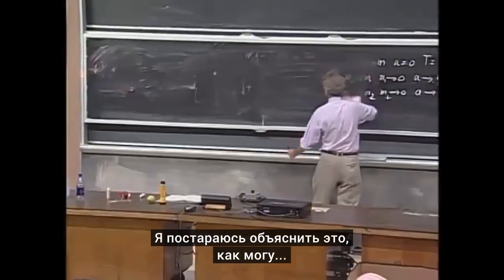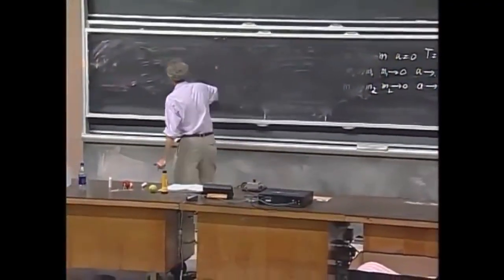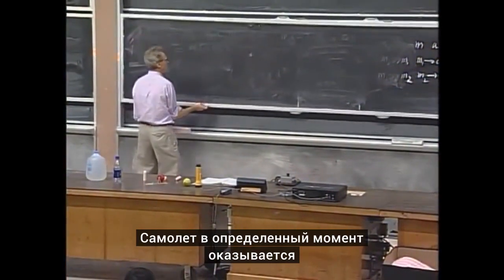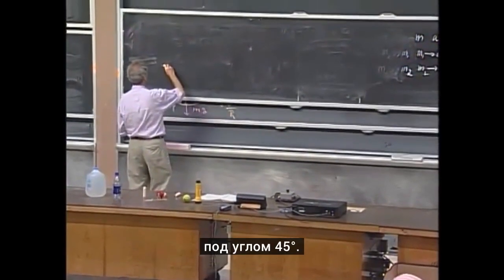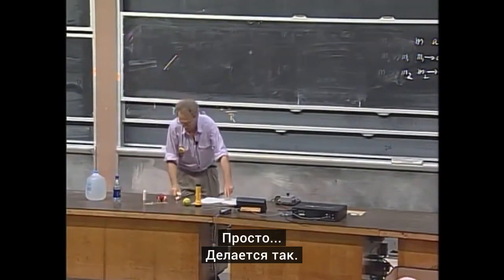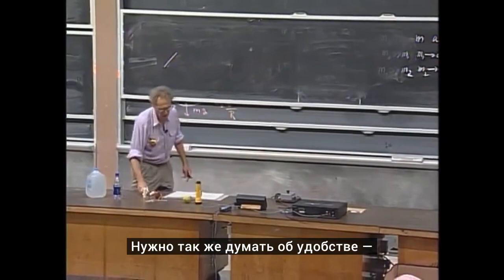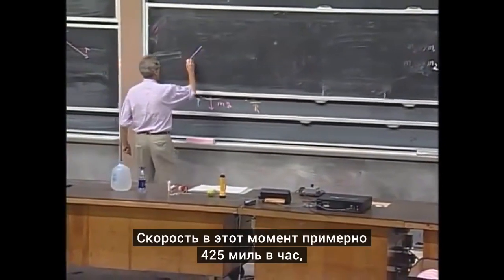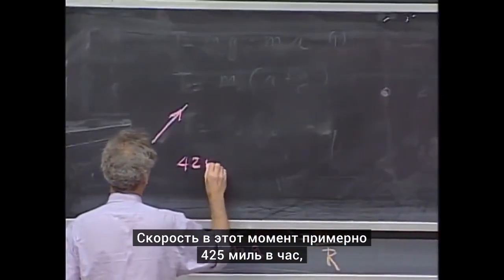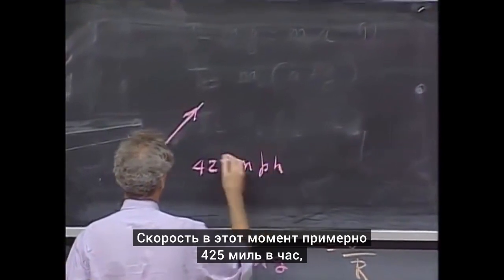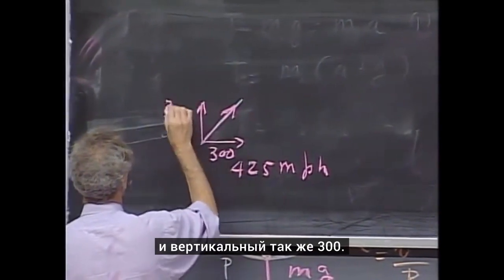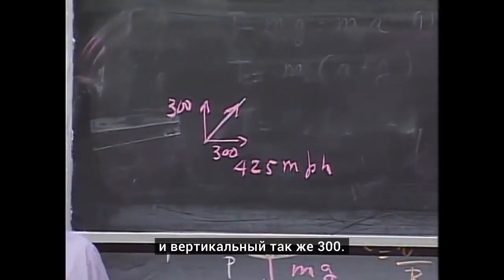Try to clean this as best as I can. The plane comes in at one point in time at an angle of about 45 degrees. There's nothing special about that 45 degrees. It's just that's the way it's done. You have to also think of the convenience for the passengers. The speed is then about 425 miles per hour. So the horizontal component is about 300 miles per hour, and the vertical component is also 300. The air drag is very little.